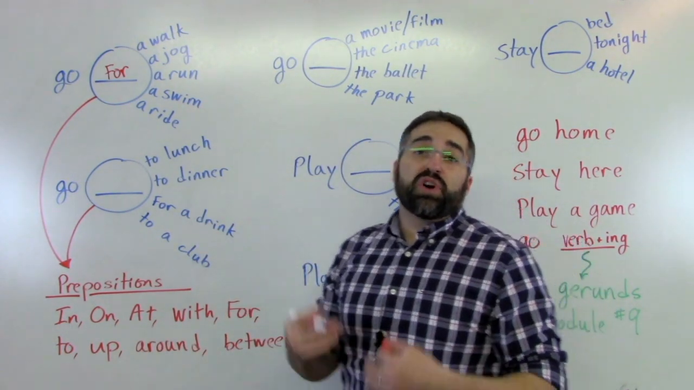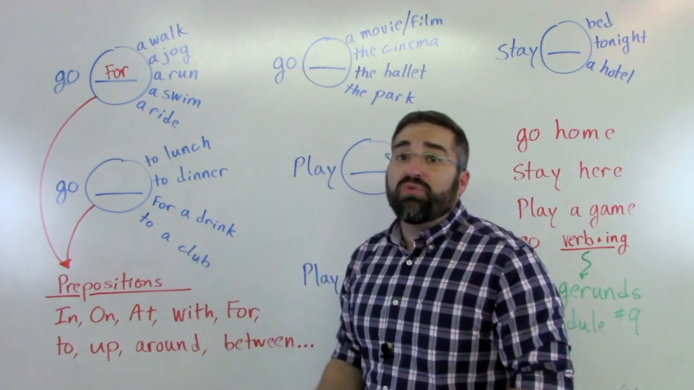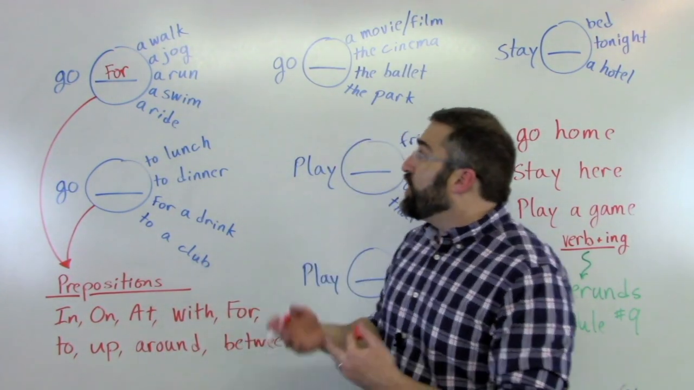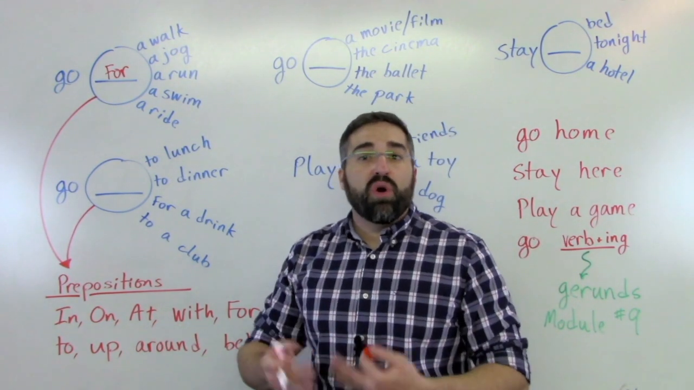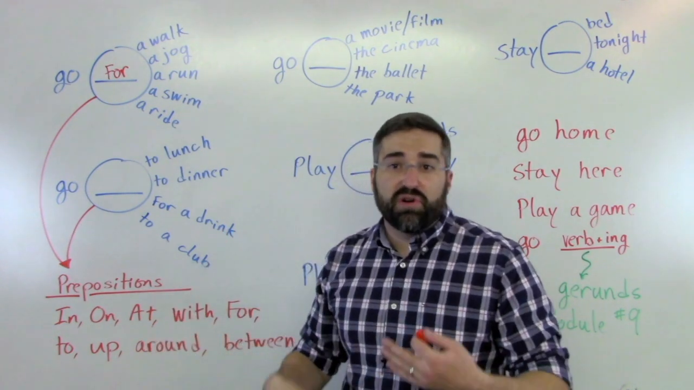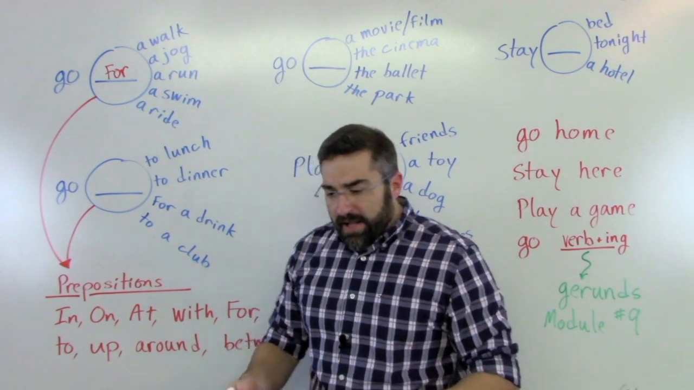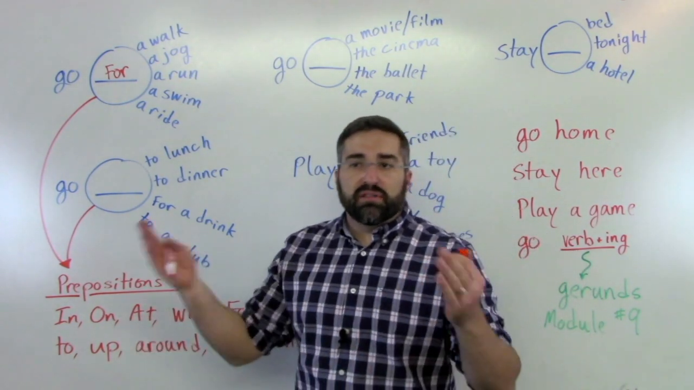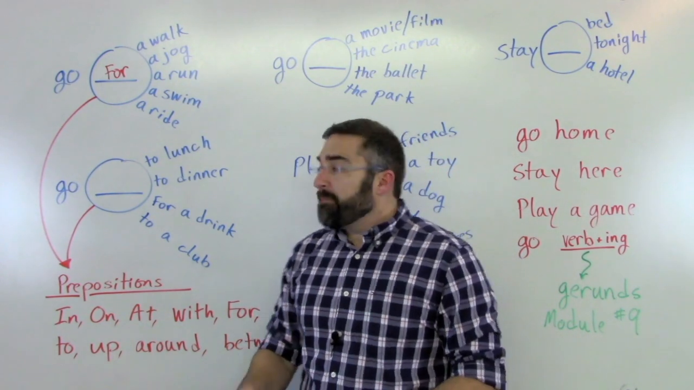ride. Don't ask me why we have for in there when we could just say go running, go swimming, go riding. But instead we prefer to say go for a. It means just go for one run, go for one walk. It means kind of more quickly rather than go swimming, which sounds more like a hobby.